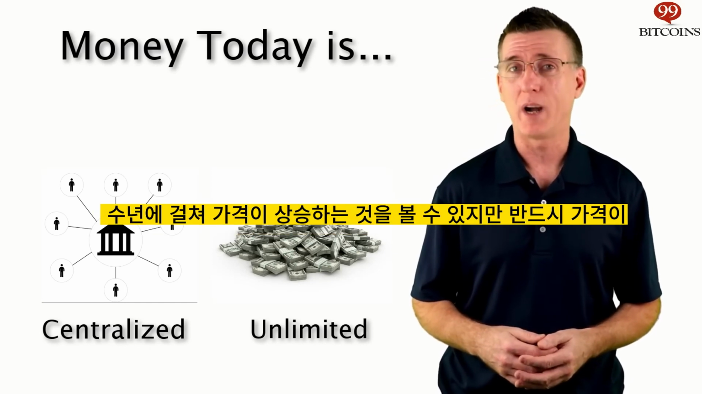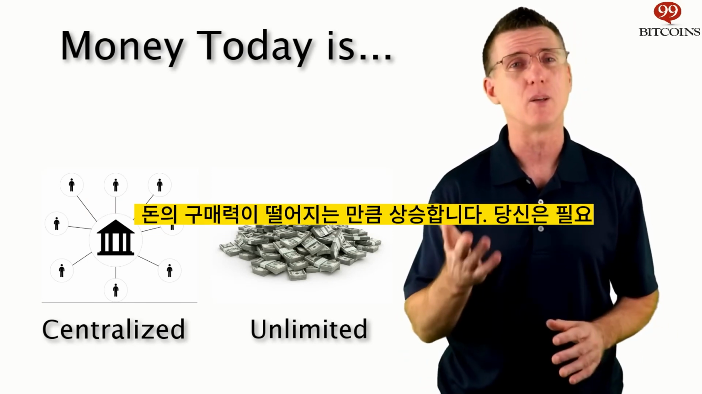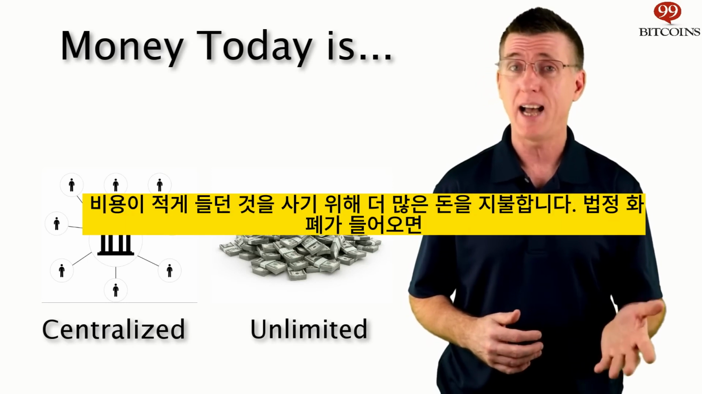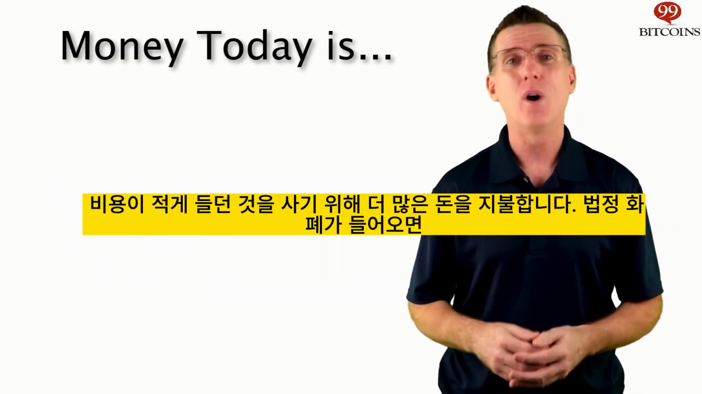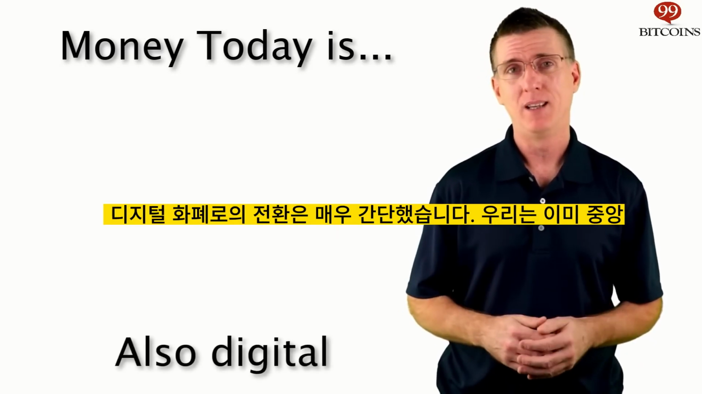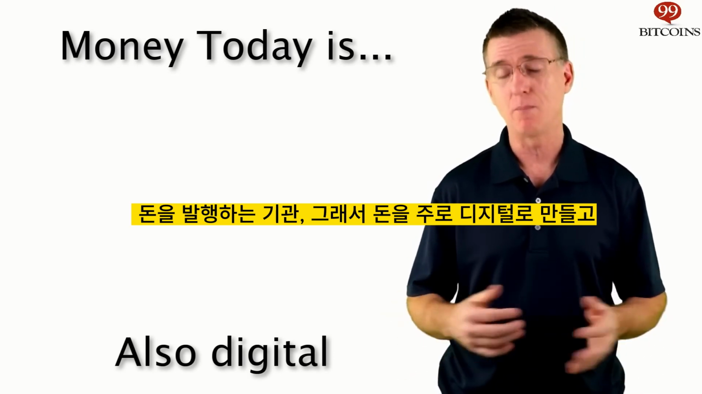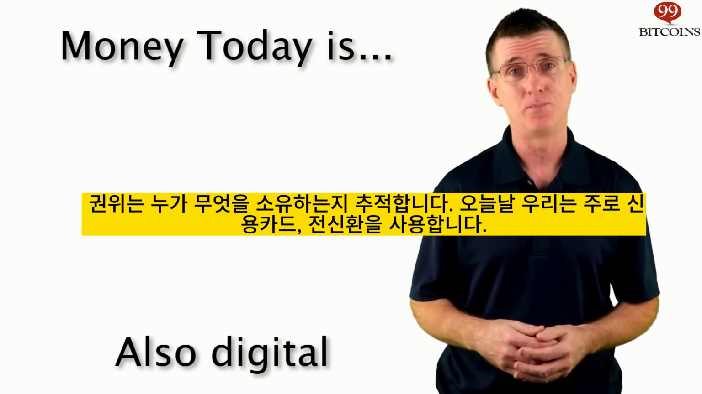When you see prices rising throughout the years, it's not necessarily that prices are rising as much as that the purchasing power of your money is dropping. You need more dollars to buy something that used to cost less. Once fiat money was in place, the move to digital money was pretty simple. We already have a central authority that issues money, so why not make money mostly digital and let that authority keep track of who owns what?